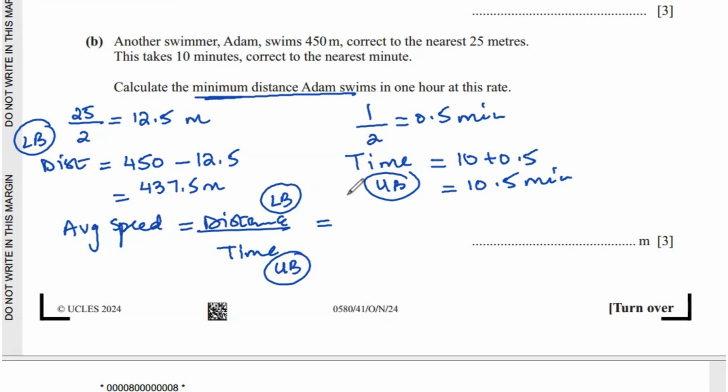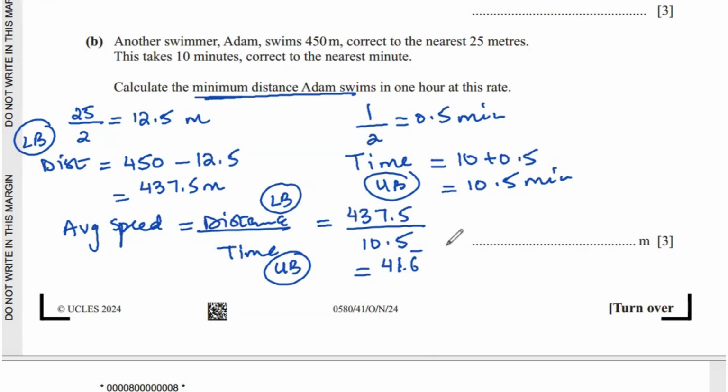So now for per minute, we're doing 437.5 divided by 10.5. This gives us the distance per minute, which is 41.6 recurring.